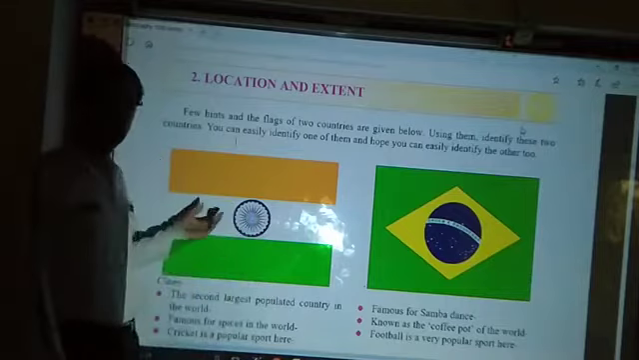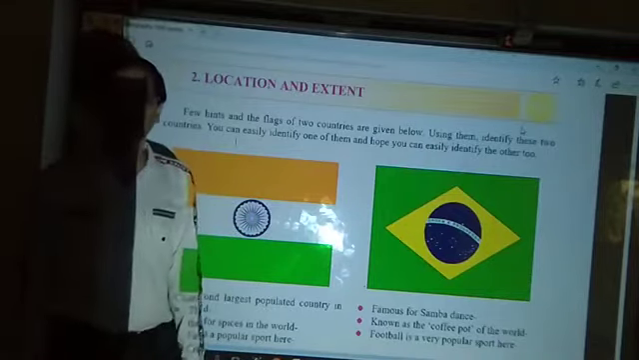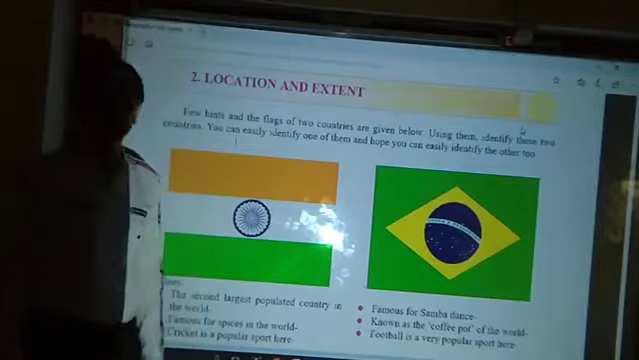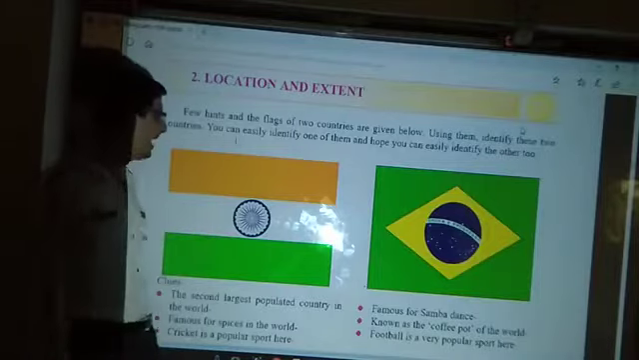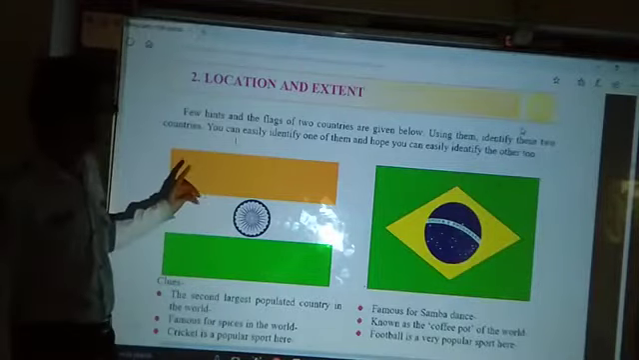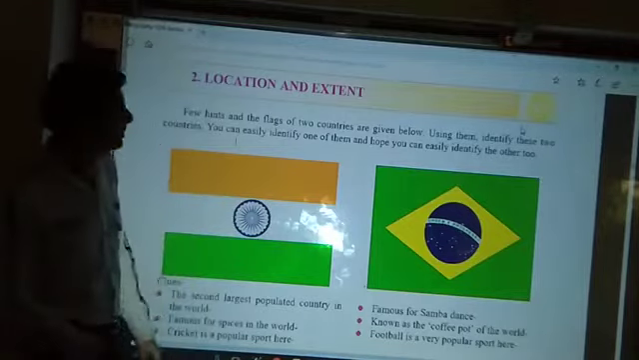It is our motherland, and this flag depicts that we are Indians, and obviously every Indian student will quickly recognize that this is the Indian flag, and this flag belongs to India. It is the national flag. Okay, now, I hope you can easily identify.